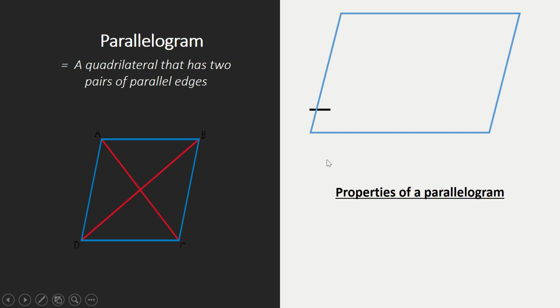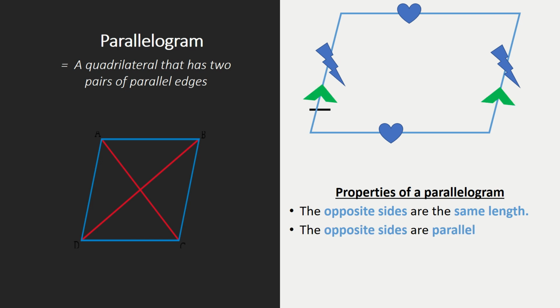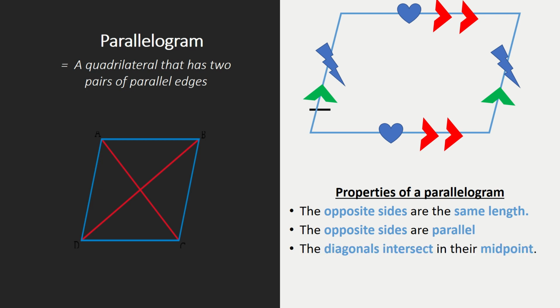The properties of a parallelogram, so how you can recognize it: the opposite sides are the same length. So that means that this side and this side are equally long, and those two sides are equally long. The opposite sides are parallel. So those sides are parallel, they're going into the same direction. And those sides are parallel as well because they're going in the same direction.